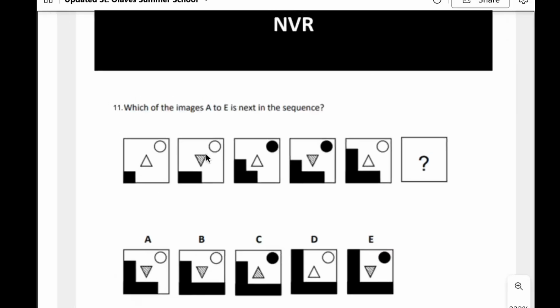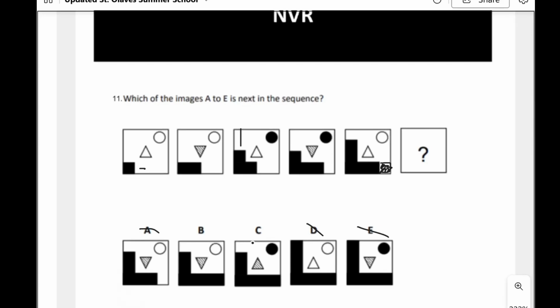So this is the NVR section, starting off with question number 11. We can see here we're adding one here, that goes to the next one, and then one at the top, and then one at the bottom, and then one at the top, so the next one has to be one at the bottom. So it's going to look something like this, which means that both sides are not filled up. So we can go ahead, cross out D and E. We can also cross out A because that's also not fully filled up on the bottom. That means we're left with B and C.